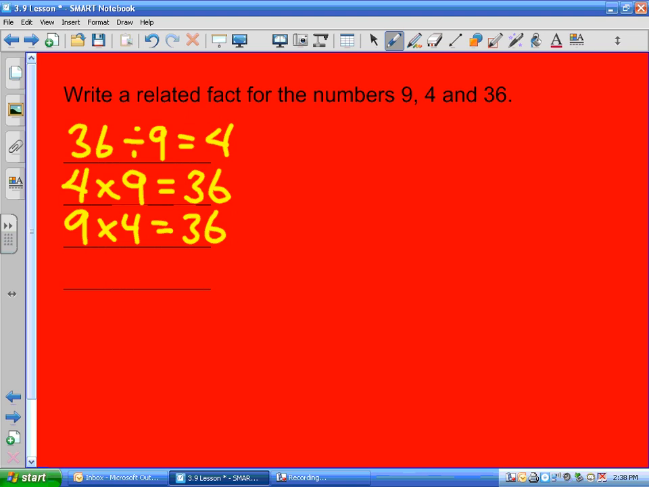And the last one, Colby? 9 divided by 36 equals 4. Can you take 9 things and make a group of 36? No. So what do you think it's got to be? Start with the big number.